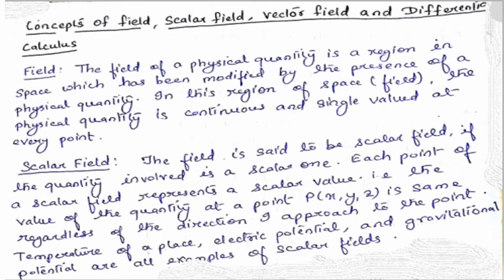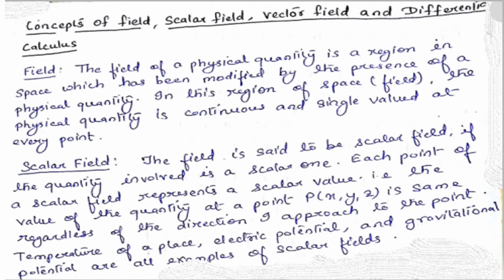If you talk about field, the field of a physical quantity is a region in space which has been modified by the presence of a physical quantity. Now the question arises: what is a physical quantity? Physical quantities are the terms through which the laws of physics can be explained. Or in other words, these are the quantities which can be measured directly or indirectly. Okay, so the field is the region which it modifies.